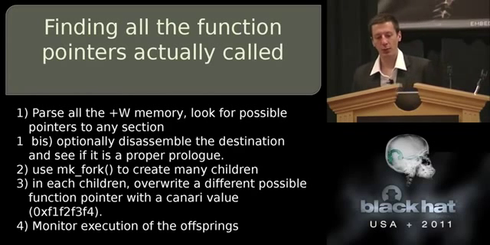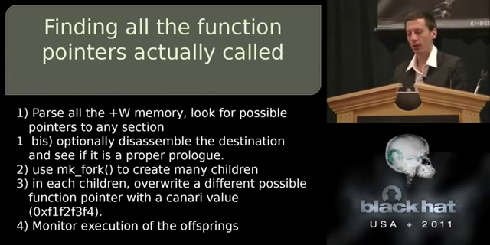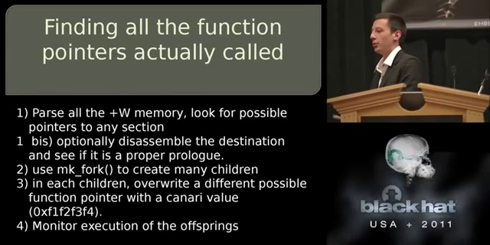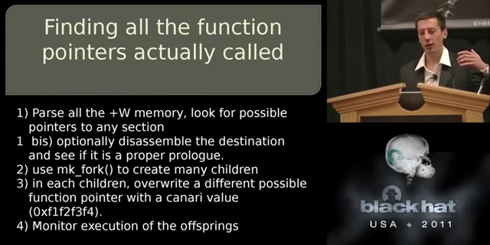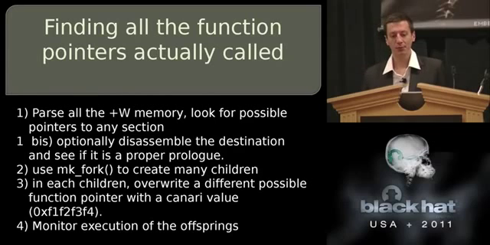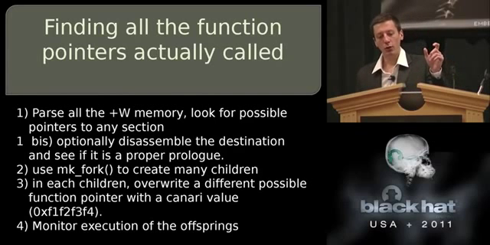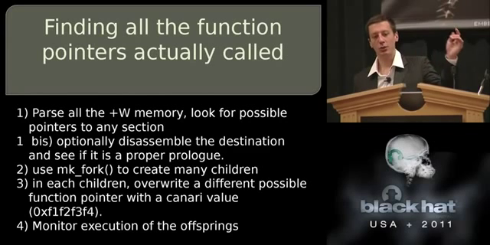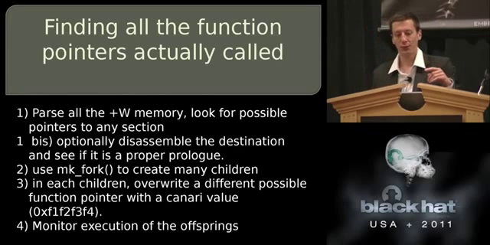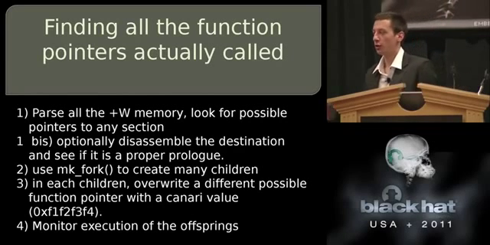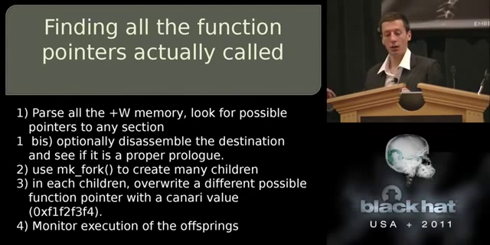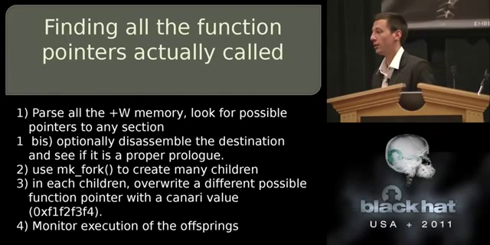Okay, so to do that, say we want to find all the function pointers. So we check all the writable memory locations. We look if sequences of 4 bytes are actually pointing to another section. If they do, we can optionally try to disassemble the destination location, right? It has to be executable, otherwise it's not a function pointer, right?